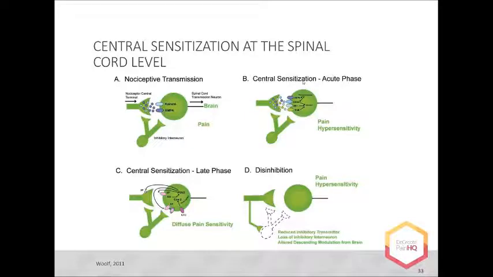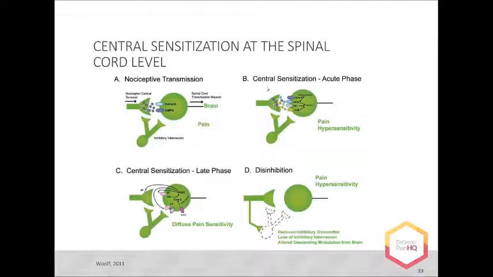This is an acute phase of central sensitization. We are looking at the spinal cord level. And you see a lot of receptors here that exist now, and they didn't exist before in a normal synapse. One of these receptors is a receptor for NMDA. So just try to remember this. An NMDA receptor doesn't exist in a normal synapse. Now it's an abnormal synapse in an acute phase.